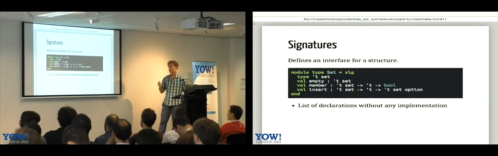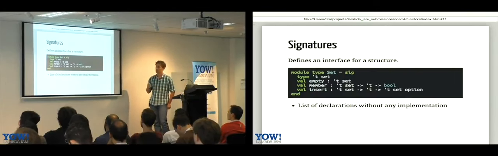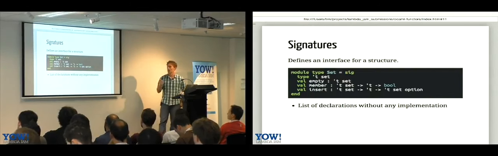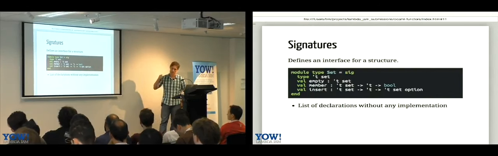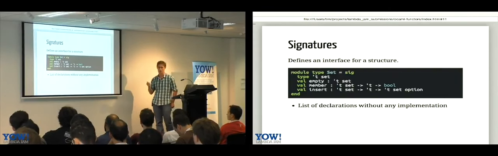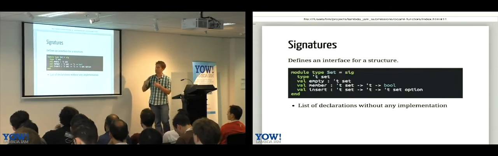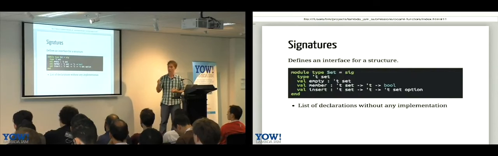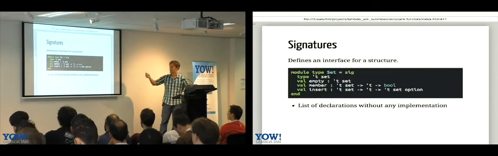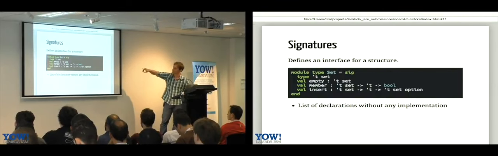So the next thing that we don't really have in Haskell, I suppose, is interfaces. So interface is defining, well, a signature is defining an interface for a structure. And this is basically a list of declarations of types and functions, but without any implementations. And we're introducing it with the sig and end keywords.